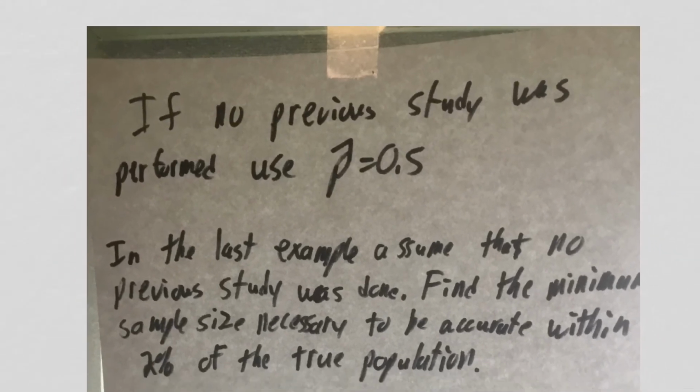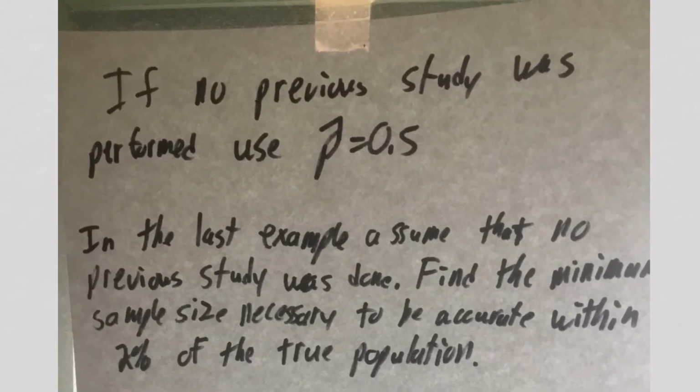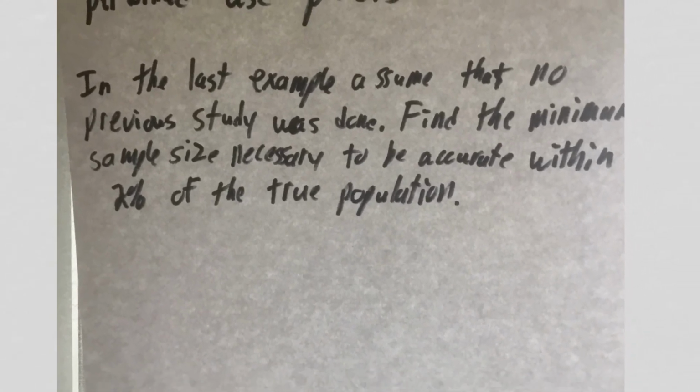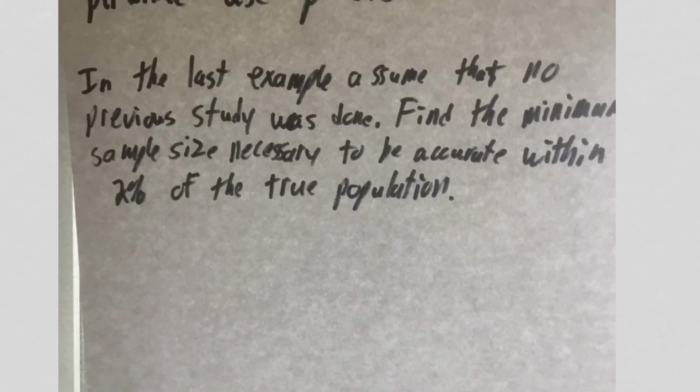Let's go ahead and try another one of these. One point we need to mention: if we are the first ones doing this study, then we don't have a p hat. So if no previous study was performed, you're going to use p hat as 0.5, so just a half. This one wants us to use the same numbers as the last example, but it says assume that no previous study was done.